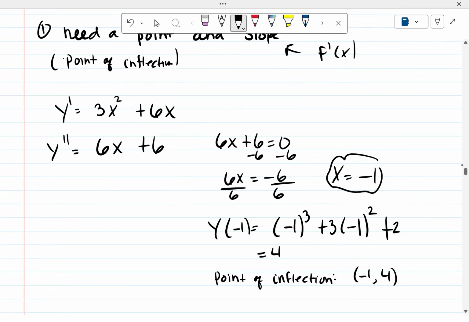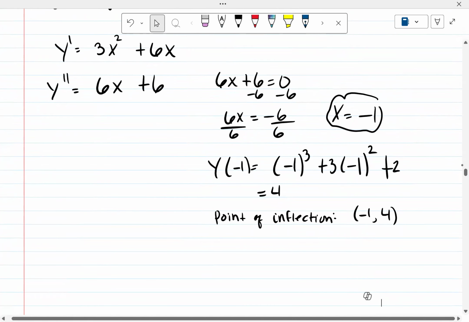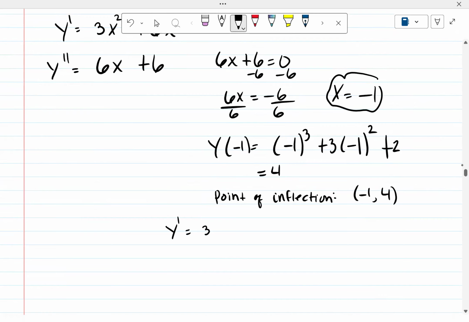Okay. And then what now? In order to find the equation of the tangent line, we've got to find the slope. So how do we do that? You simply plug into y prime. So y prime was 3x squared plus 6x. And I think all we have to do is plug in our x value of -1, because we don't have a y. So just plug in your x value -1.